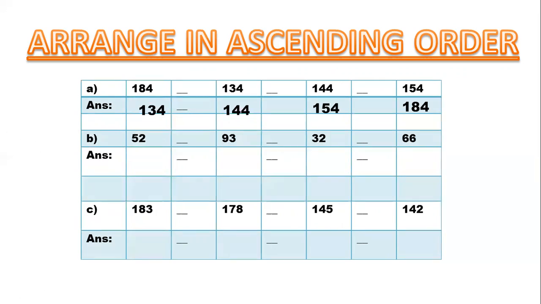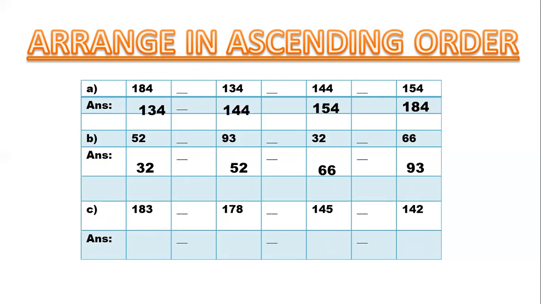See the next question. You have 52, 93, 32, 66. Which is the smallest number that will come? 32. After 32 will be 52, then 66, and at the last will be 93.